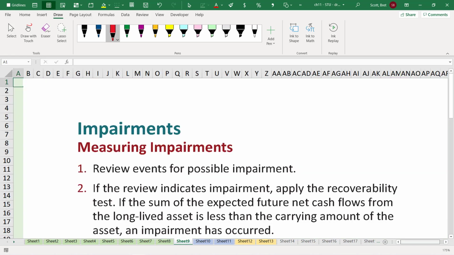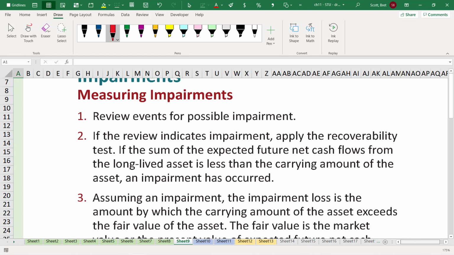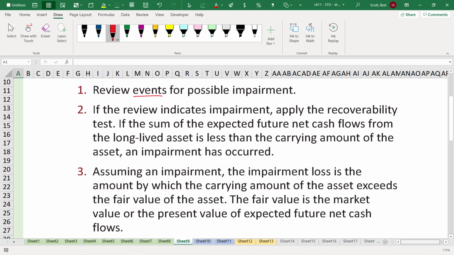So how do we measure the impairments? If there is an event, okay, now what do we have to do? Well, we review the events for possible impairment. You don't have to worry about that. I just tell you something has been possibly impaired. If the review indicates impairment, apply a recoverability test, which is: if the sum of expected future net cash flows, the net cash inflows from the long-lived asset, is less than the current carrying amount, i.e. net book value of the asset, then an impairment has occurred.